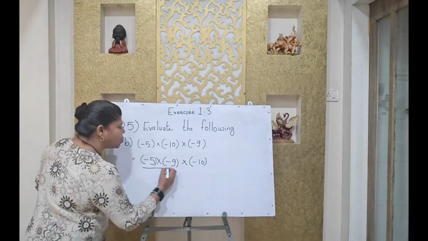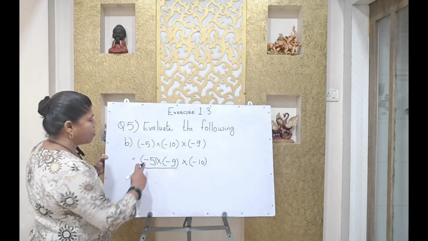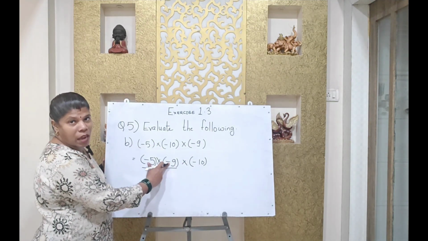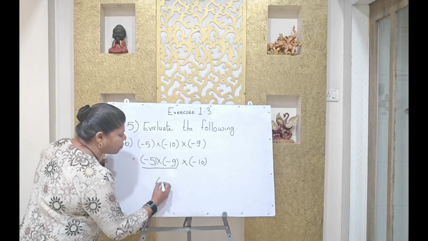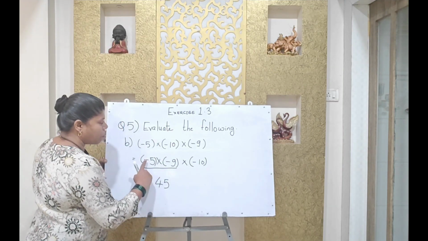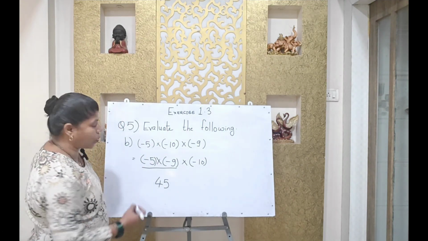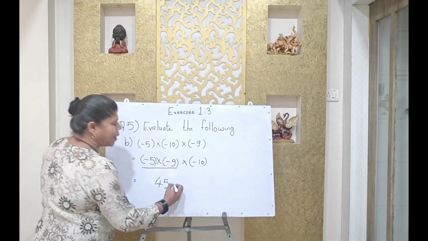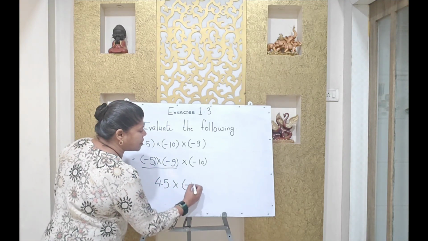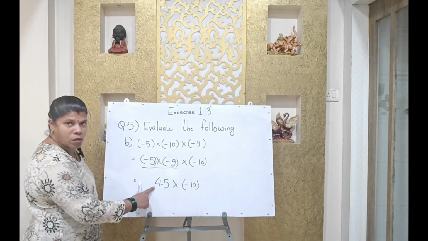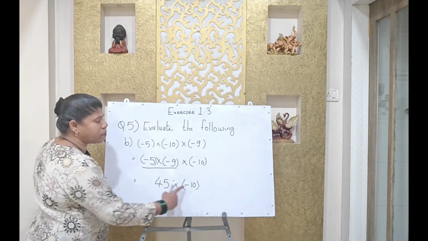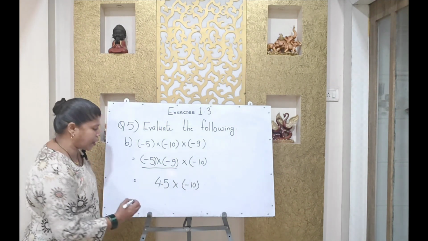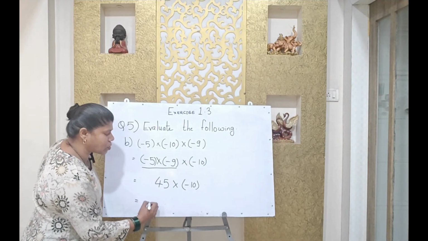Now first we will do these 2 calculations here. Minus minus plus, same sign positive. 5 9s are 45. It is positive because same sign is positive. Okay. Multiply by -10. Now 45 is positive and 10 is negative. So positive, negative, opposite sign, the answer is negative.